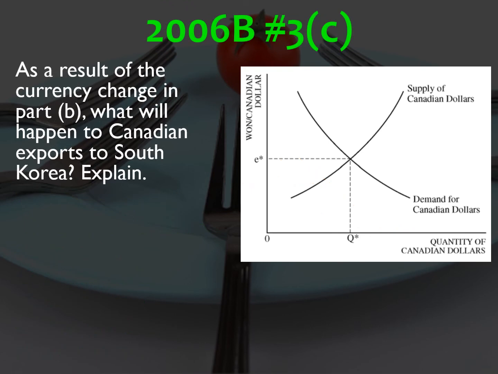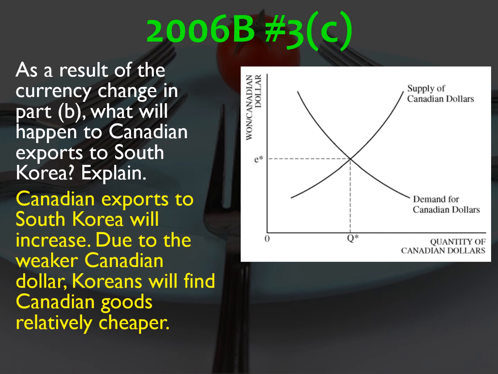C, as a result of the currency change in Part B, what will happen to Canadian exports to South Korea? So we know that the Canadian dollar is weaker, so Canadian exports to South Korea will increase. Because the Canadian dollar is weaker, now Koreans will find Canadian goods relatively cheaper. They're more likely to buy from Canada.